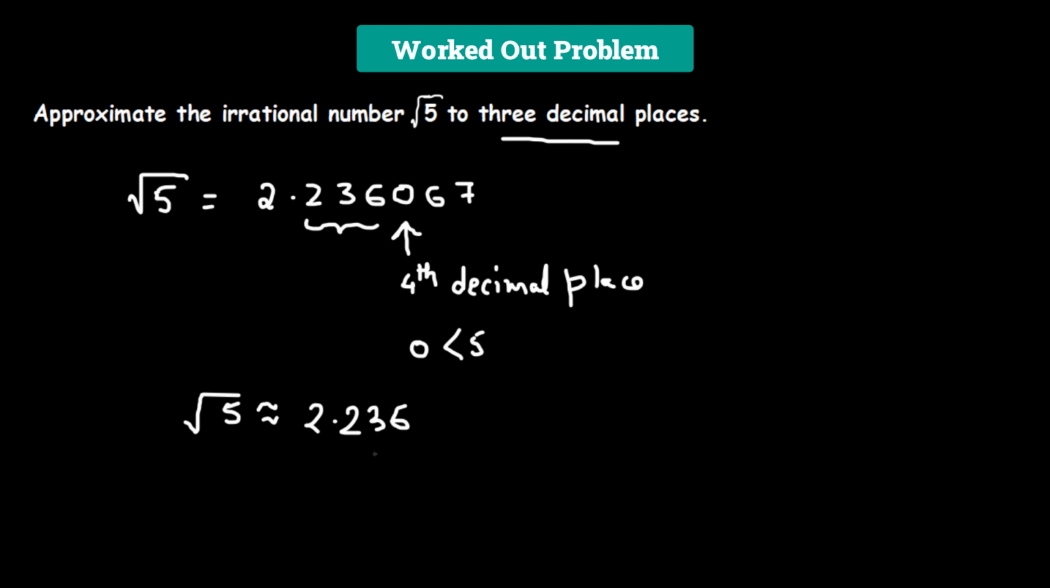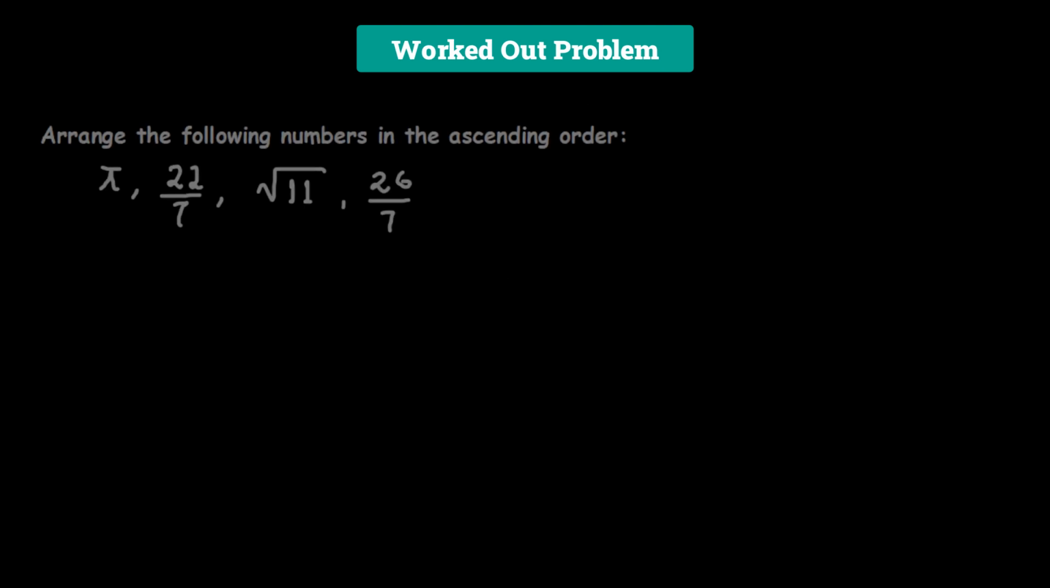So this is the approximate value of our irrational number square root of 5, which is 2.236. Now we're going to understand why approximation is very important. It helps us to compare irrational numbers, and also helps us to approximately find their location on the number line. So let's do one problem where we'll use approximation to compare different types of numbers. Here we have 4 numbers: pi, 22/7, the square root of 11, and 26/7. We need to arrange the given numbers in increasing, ascending order.